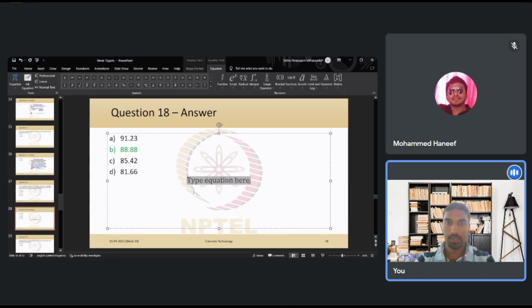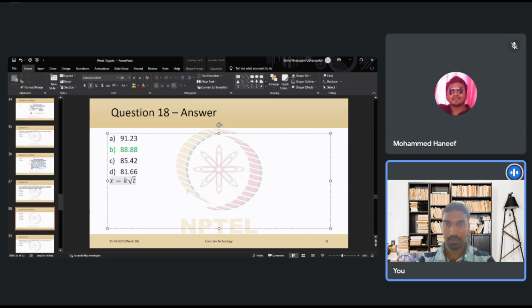Okay, so what was it? It was x equal to k times square root of t, right? So x here is the carbonation depth, t is the time, and k is some proportionality constant. So this is how the carbonation proceeds. And now we have two scenarios.